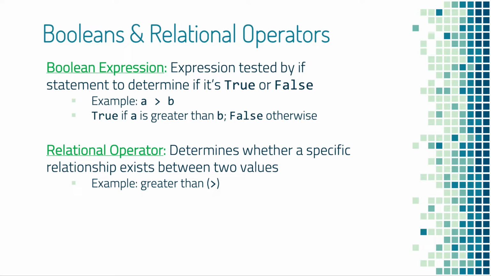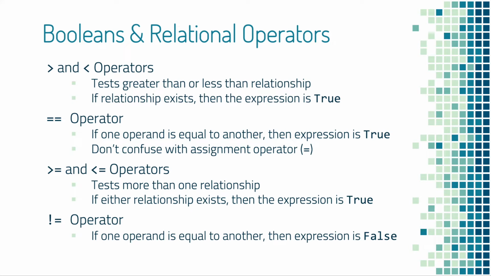So this greater than sign here is an example of what's called a relational operator. It's just how we look at two values and compare them. We figure out a relationship between them. So these are the different relational operators we have. We have our greater than and our less than operators. That just tests greater than or less than. If the relationship there is true, then it results to true. If it's false, it results to false.